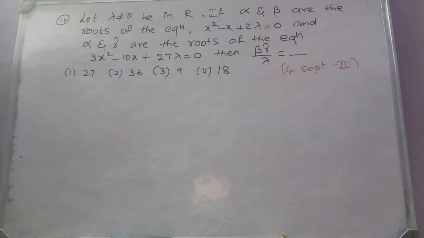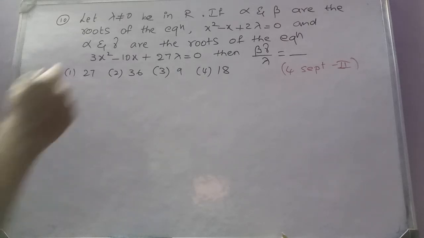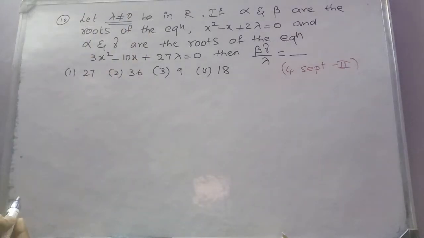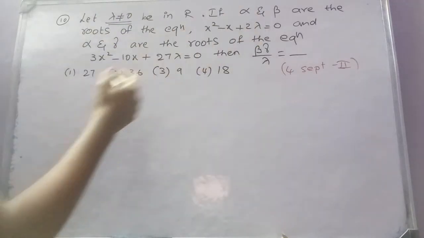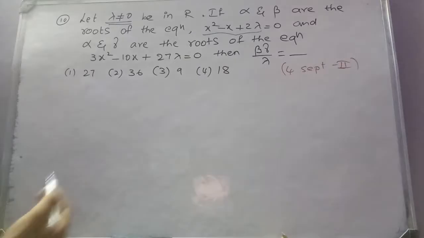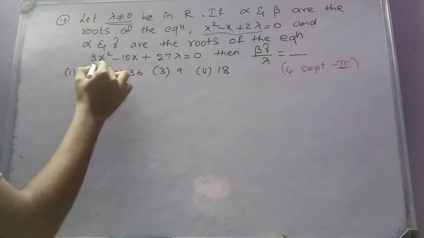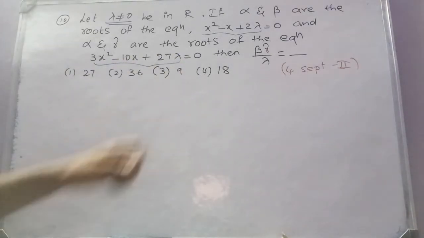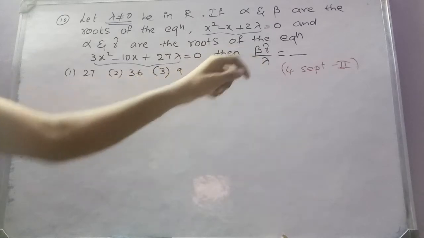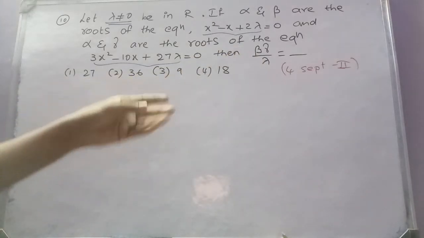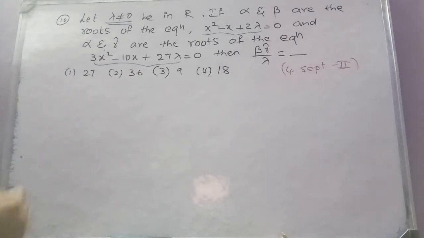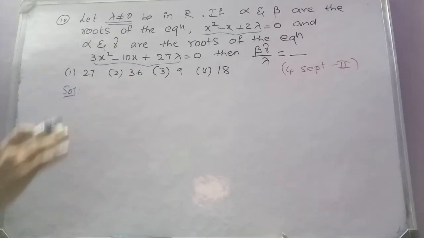Our next question. Let lambda is not equal to 0. Observe this. B in R. B in R means b is any real number. If alpha comma beta are the roots of this equation and alpha comma gamma are the roots of this equation, then what is the value of beta gamma divided by lambda? What is the value of beta gamma by lambda? So here are our 4 options. So let us solve it. Very easy. Once again I am saying this.